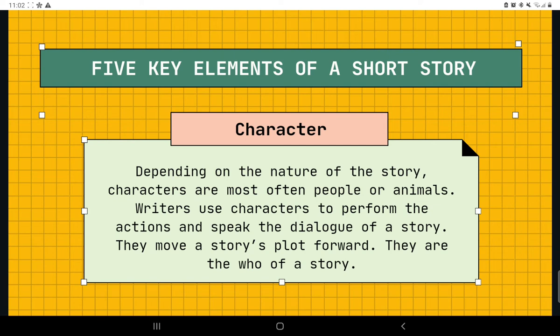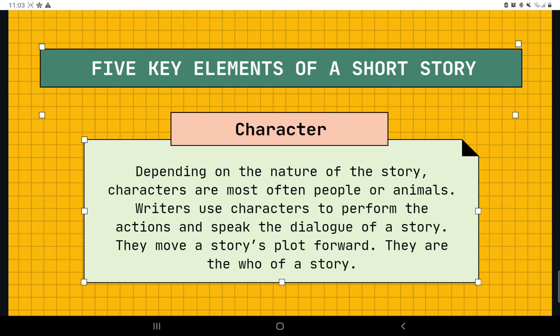Next is the character. So, the characters are the people or the animals, pwede, na nasa story. Writers use characters to perform the action and speak the dialogue of a story. Kapag yung mga writer, ito yung nagdadala sa story, yung character. They perform actions and speak the dialogue. Doon umiikot yun. Yung mga sasabihin nila kung nagagalit sila o natutuwa sila or gusto nilang iparamdam dun sa kausap nila na naiinis sila. To simplify, the characters are the who of a story.